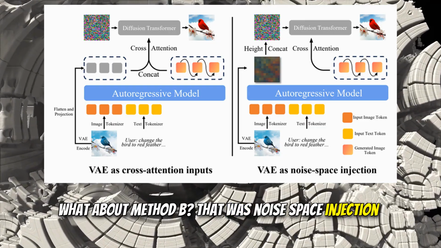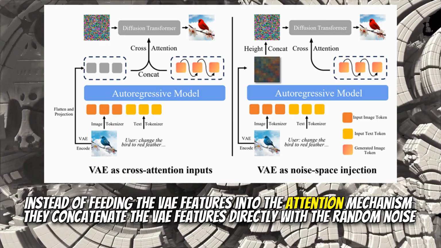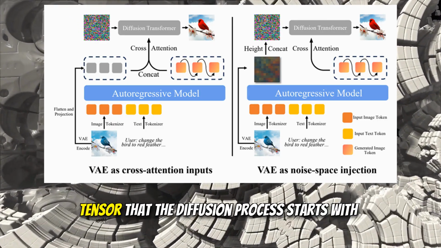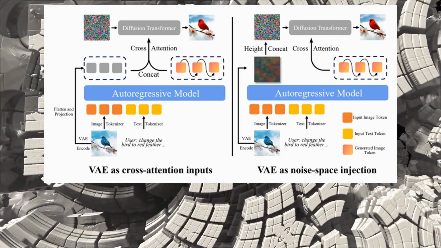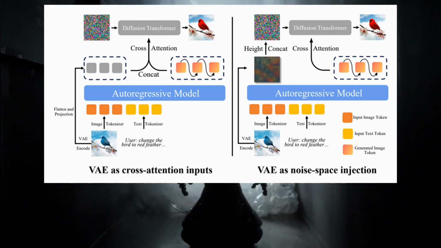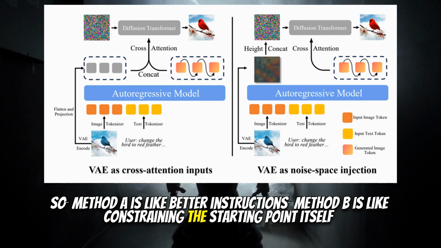That was noise space injection. Yeah, that's quite different. Instead of feeding the VAE features into the attention mechanism, they concatenate the VAE features directly with the random noise tensor that the diffusion process starts with. It's like altering the initial canvas before the DIT even starts denoising. Interesting analogy. So Method A is like better instructions. Method B is like constraining the starting point itself.